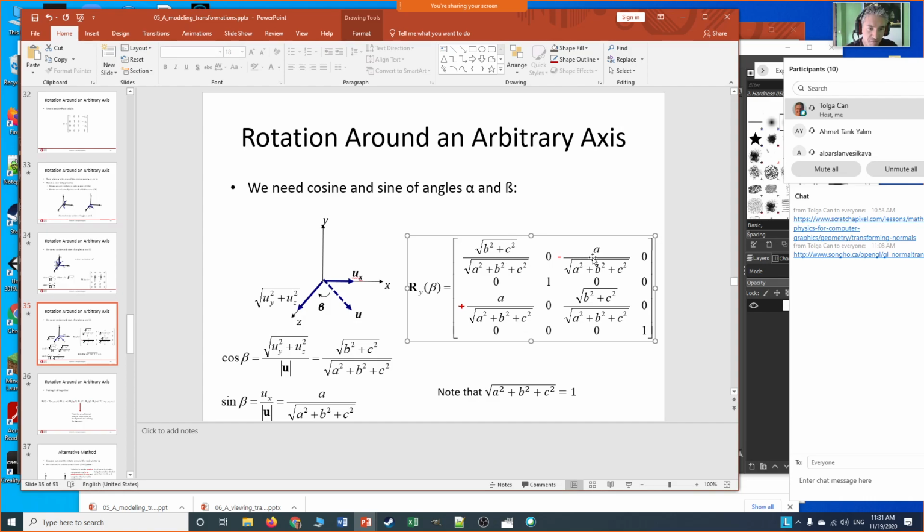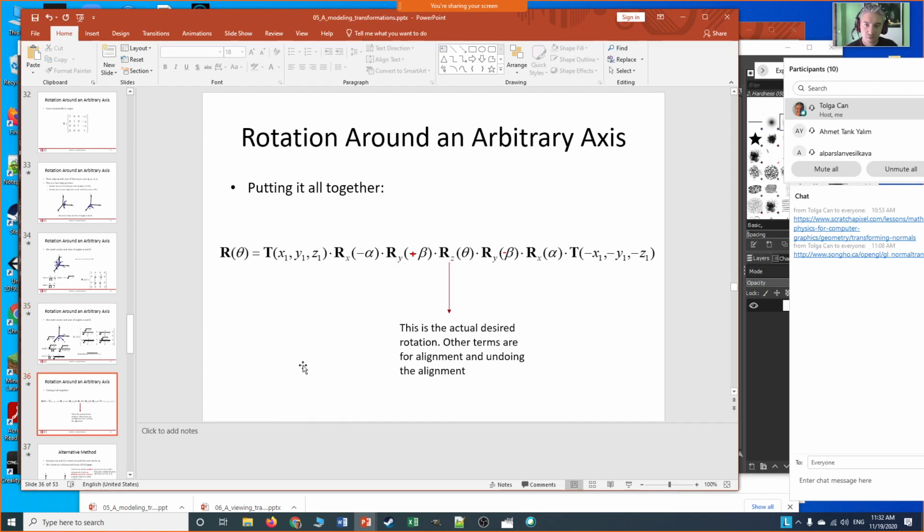So the matrix has d, 0, minus a, then 0, 1, 0, then a, 0, d. I have nothing more than that. The length of this was d, which we already called d, and this was the a value, and a divided by d and d give me the cosine and sine of these values.